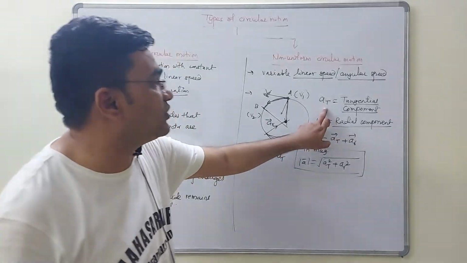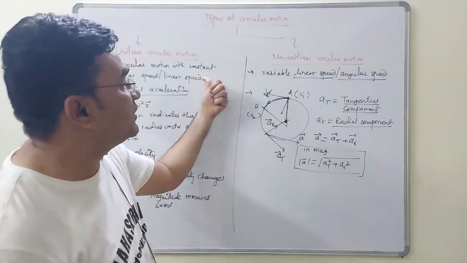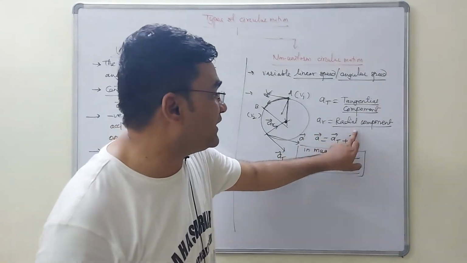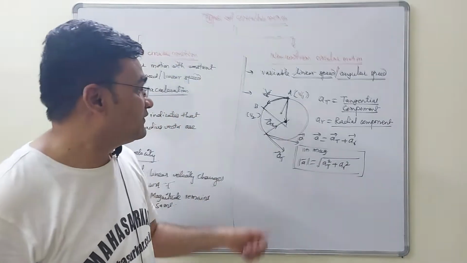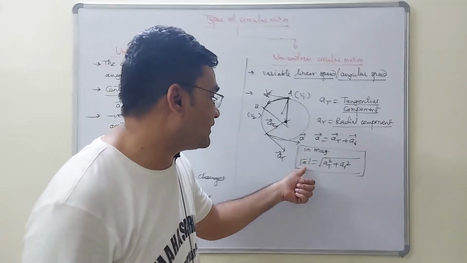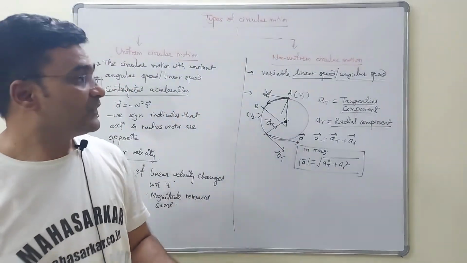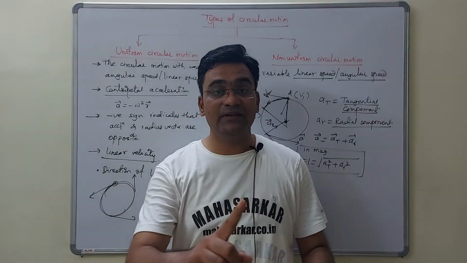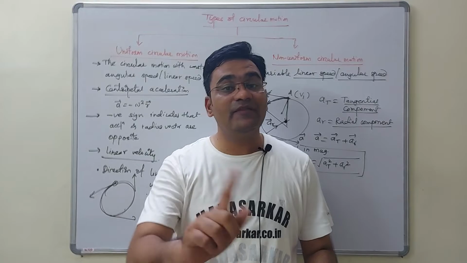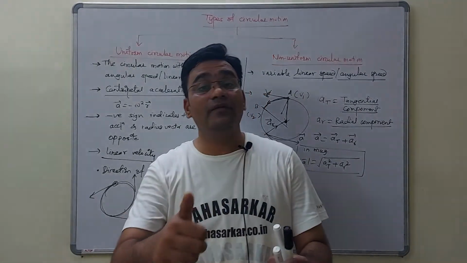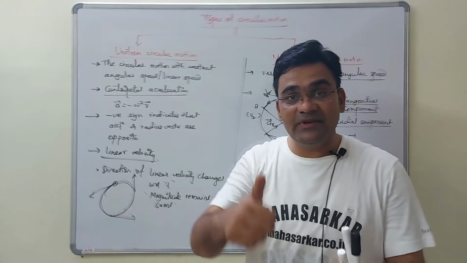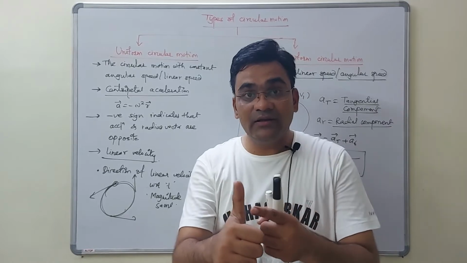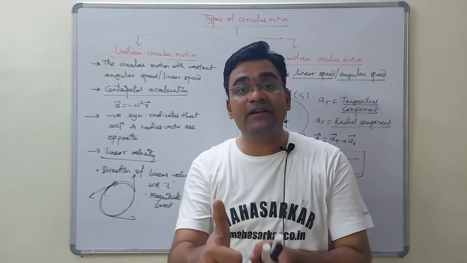So during non-uniform circular motion, the acceleration acting on the object is divided into two parts. The first component is the tangential component, which is either along the direction of velocity or opposite to it. The second component is the radial component, which is always directed towards the center of the circle. In that case, the magnitude of acceleration can be given by this formula. Now, if the speed of the object is increasing, the angular velocity vector and the angular acceleration vector are both directed along the same line.